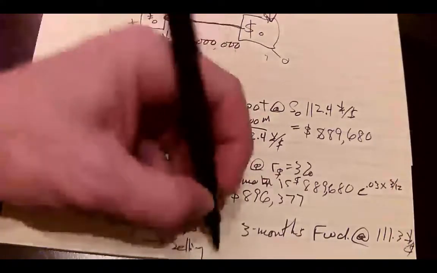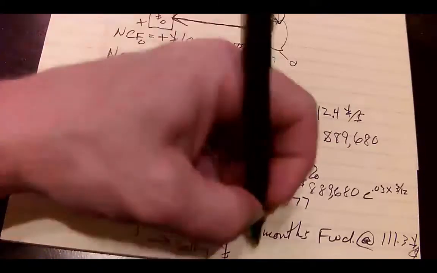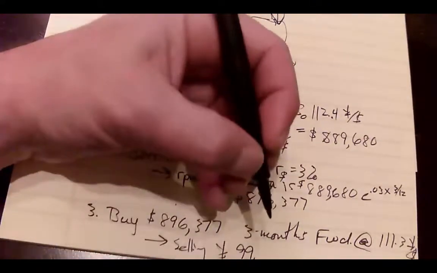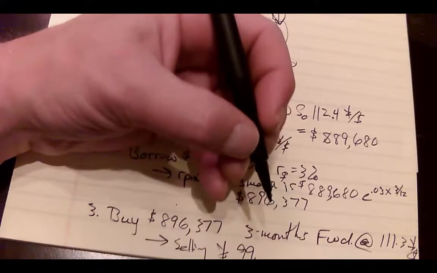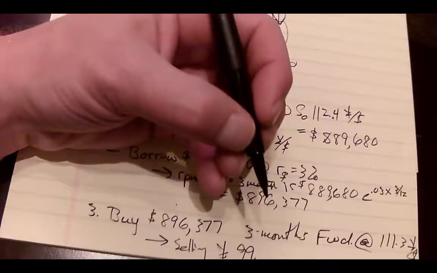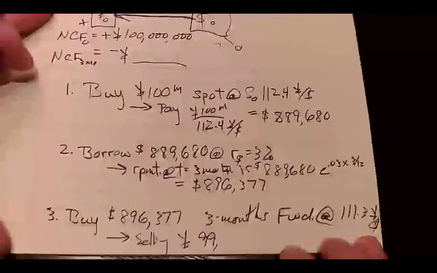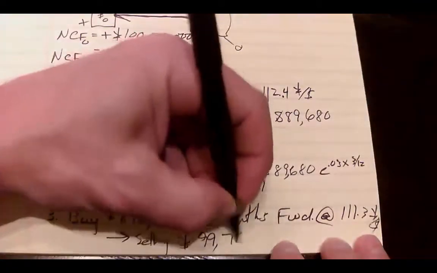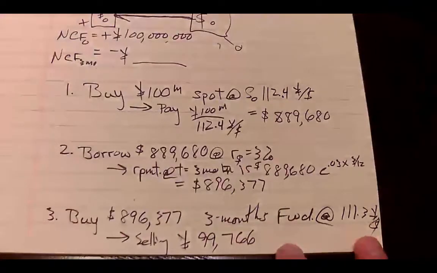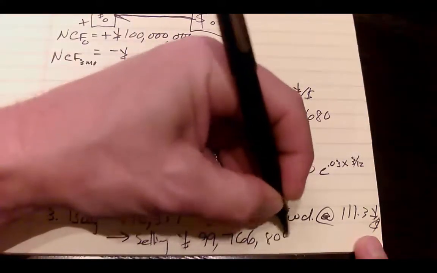dollars forward, or yen rather, forward. So how many yen are we selling? Do this calculation, we get 99 million, oh dear, my webcam's not working very well. 99,766,000. The webcam I'm using, by the way, is very inexpensive. It's cheap. 766,804. There we go.